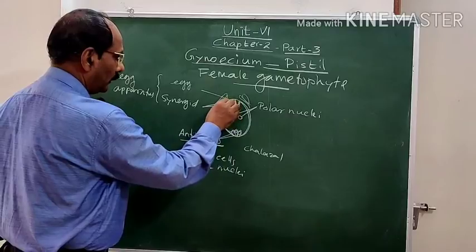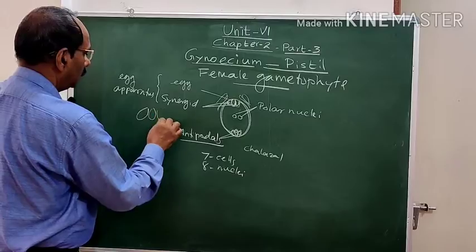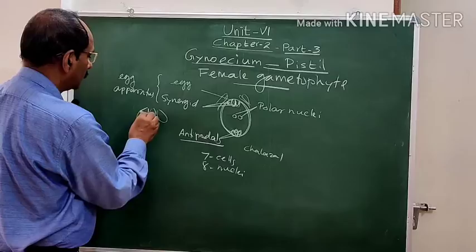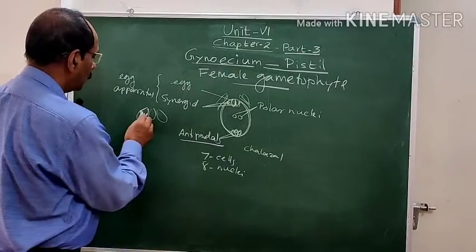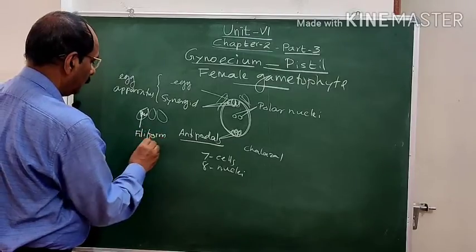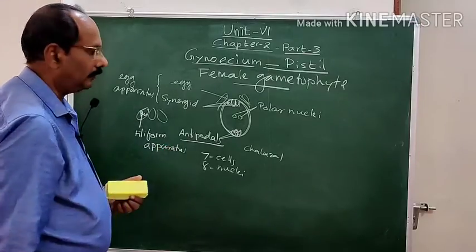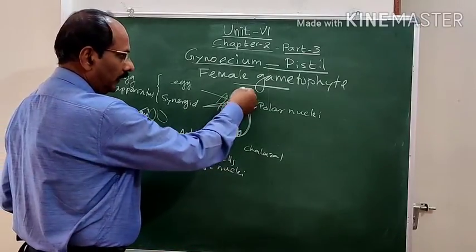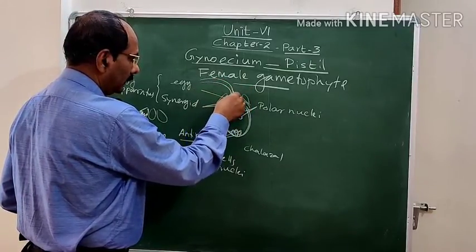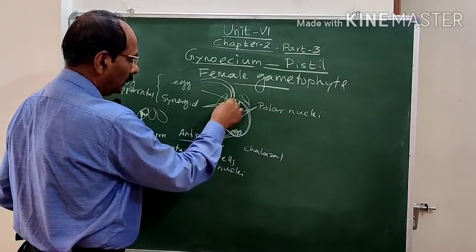And one very important point here is the synergid. Suppose this is one synergid, this is the egg, and this is another synergid. One of the synergids has an irregularly shaped filament-like structure, and this is known as the filiform apparatus. What is the use of the filiform apparatus? The filiform apparatus helps to guide the pollen tube. The pollen tube is coming, and this filiform apparatus helps guide how to enter and where to enter.